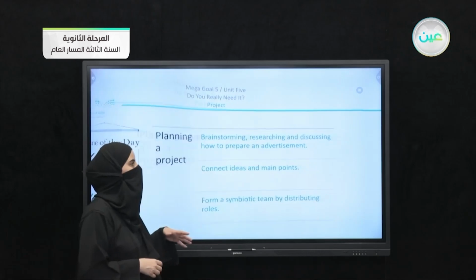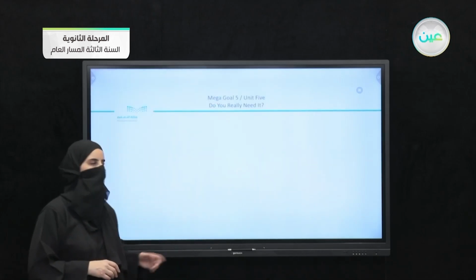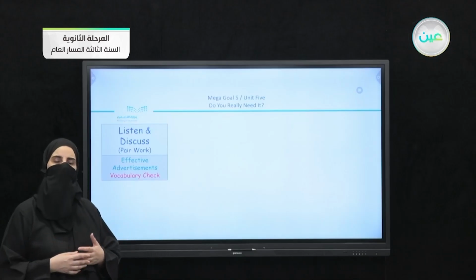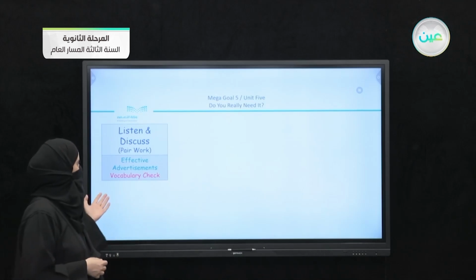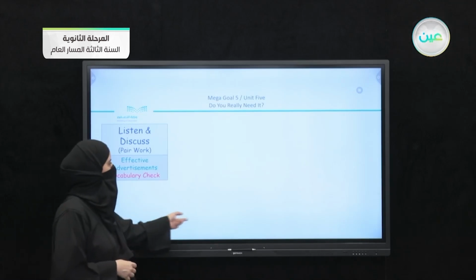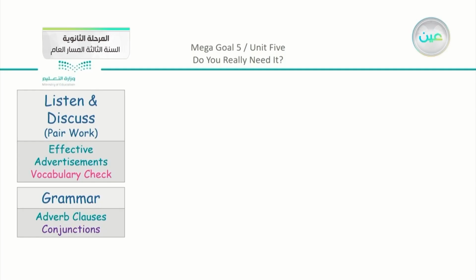Here we can see that we have covered Unit 5 in general. So we are going to just outline what we took in Unit 5. In Unit 1, we had the listen and discuss lesson, which was basically about effective advertisements. We learned about different types of advertisements, and through these advertisements, we learned vocabulary through the vocabulary check. In the grammar lesson, we took the adverb clauses, and also related them with using conjunctions in the sentence. We also differentiated between two types of clauses that we have here in the structure.